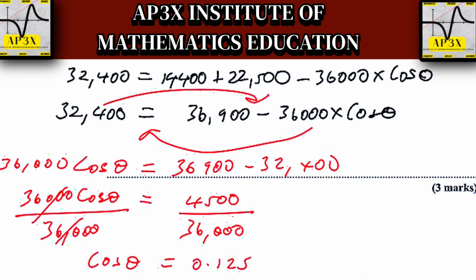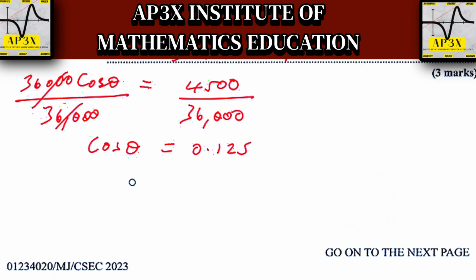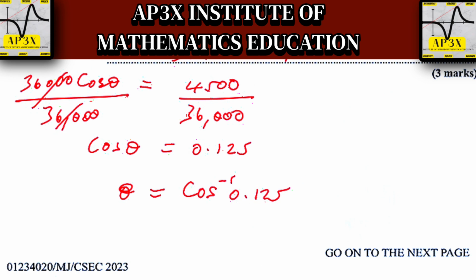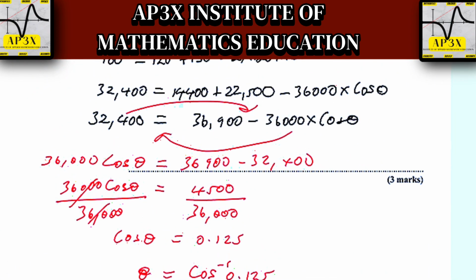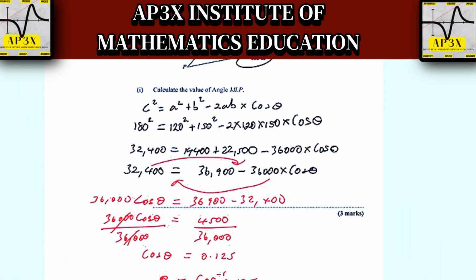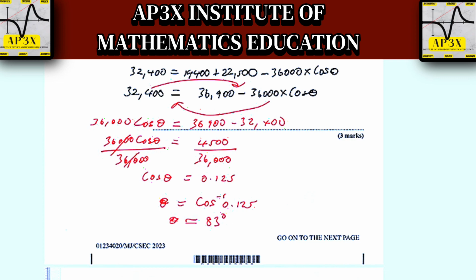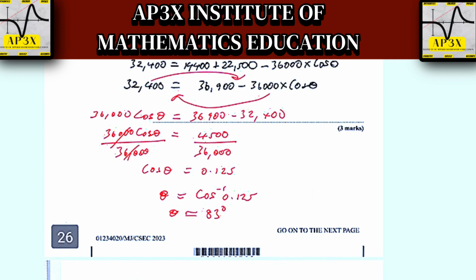So we take the inverse, the arccos, of that value. You press shift or second function and press cosine, and theta works out to be cosine to the minus 1 of 0.125, which is 82.8, approximately equal to 83 degrees rounded off. All right, and that's how you get the solution to that particular question.